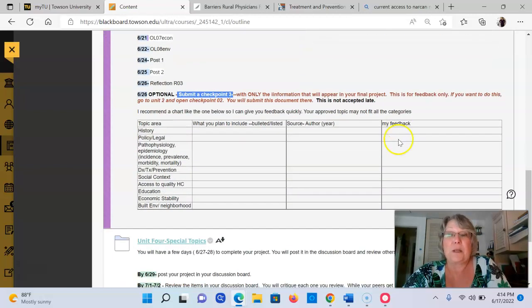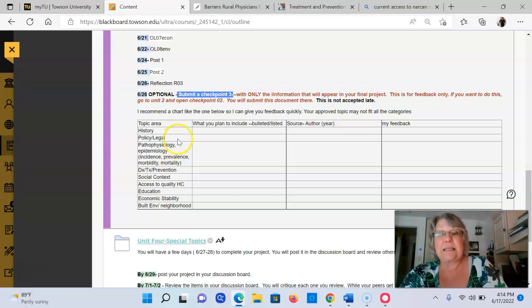What I'm asking you to do is to use this chart that's in the content area. You can copy and paste it, or you may create your own chart. And I want you to tell me what you plan to include in your project, the source and author, and then I will put my feedback to you. If you're missing something important, I'm going to tell you what you're possibly missing so you'll have a chance to add it. For example, some of these, abortion might not have pathophysiology, but it will have policy and legal.